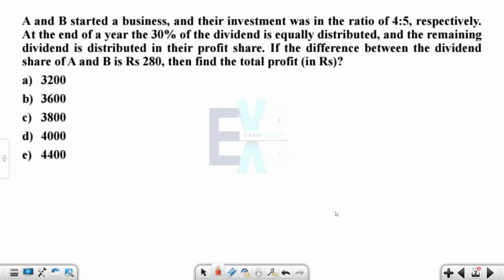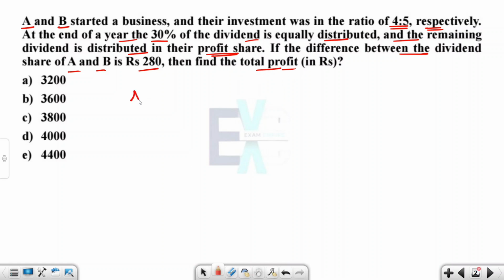So first one, see what is the one? A and B started a business and the investment was in the ratio 4 is to 5 respectively. At the end of the year, 30% of the dividend is equally distributed and the remaining dividend is distributed in their profit share. If the difference between dividend share of A and B is 280, then find the total profit.